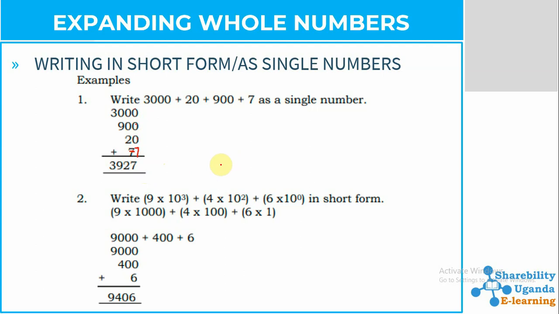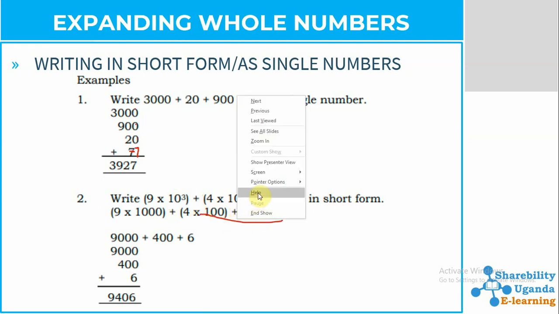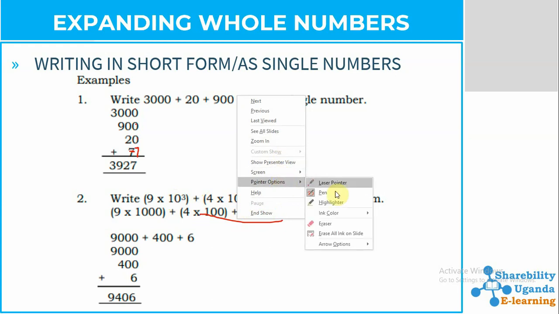Okay, so we can now look at another example, especially when you are given numbers in exponentials. So you can see how they always write them. They are saying 9 times 10 to the power 3, 4 times 10 to the power 2, then 6 times 10 to the power 0. They are saying write in short form. They have gone ahead and simplified them very well, such that you can be able to see them.